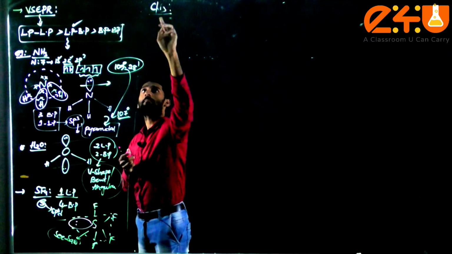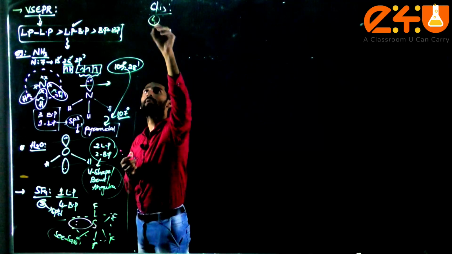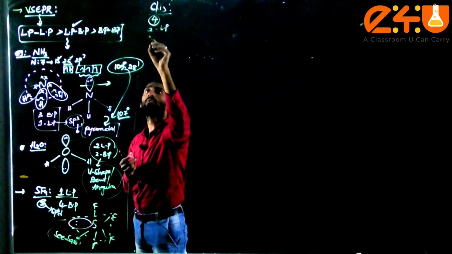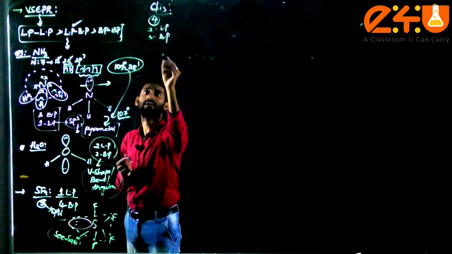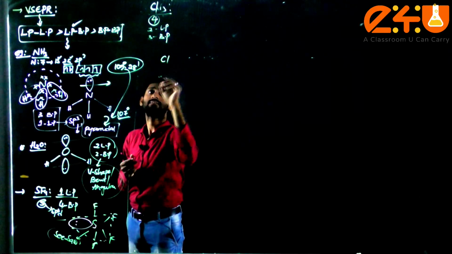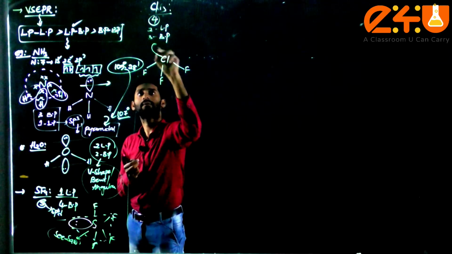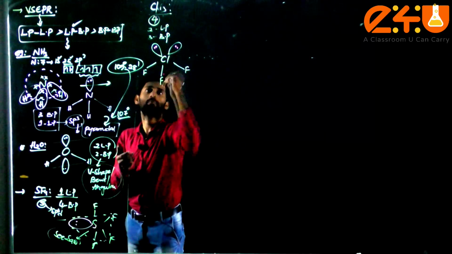If you take ClF3 also, in ClF3 there are 7 valence electrons. How many are bonded here? 3. 7 minus 3 is equal to 4. Here lone pairs are equal to 2 and bond pairs are equal to 3. In ClF3, then what is the geometry of this one? Cl, here F, here F, and the lone pairs of electrons are present. How many lone pairs here? There are 2 lone pairs.